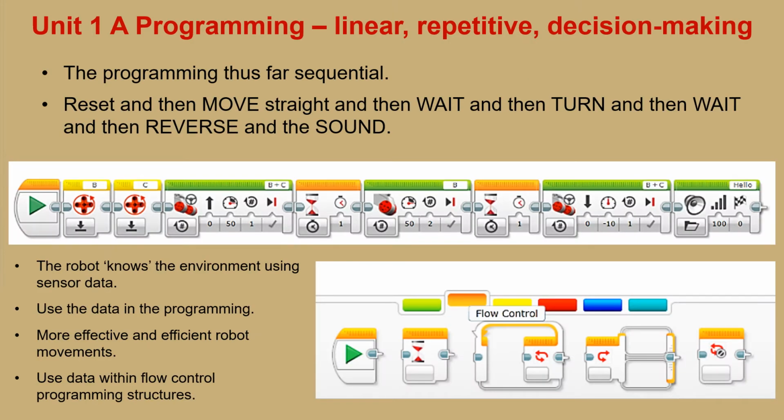The programming thus far has been sequential. So if you look at the example, you'll get reset and then move straight and then wait and then turn and then wait and then reverse and then there's a sound. But it's not always the case. So below are the flow control structures. Sometimes elements of programming code need to be repeated, and sometimes there's a decision that needs to be made based on the input data.